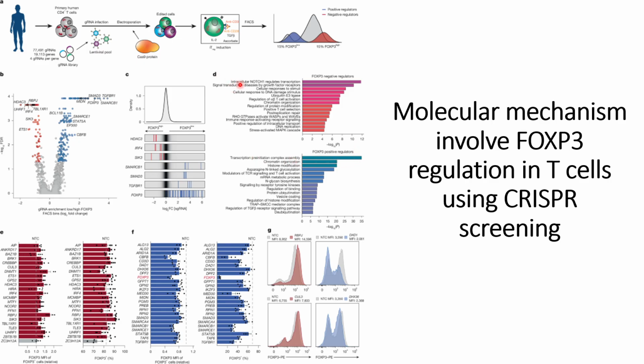One of the top pathways is intracellular notch that regulates transcription, and one of the top pathways related to the positive regulation of FOXP3 is transcription complex assembly, or chromatin organization and histone modifications. These things occur in the FOXP3 positive regulator sites, and upregulation of these pathways will promote FOXP3 upregulation.